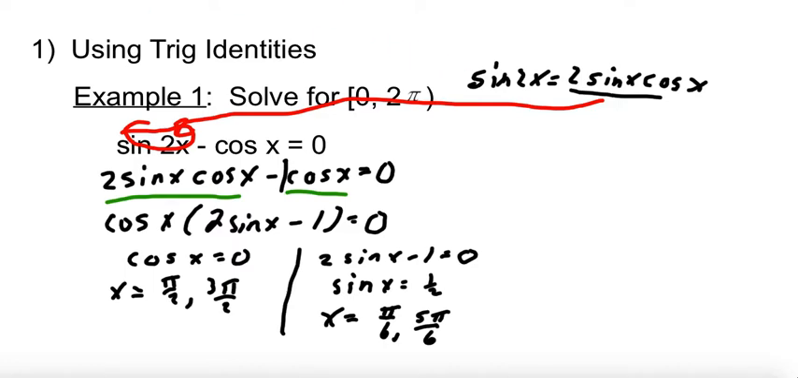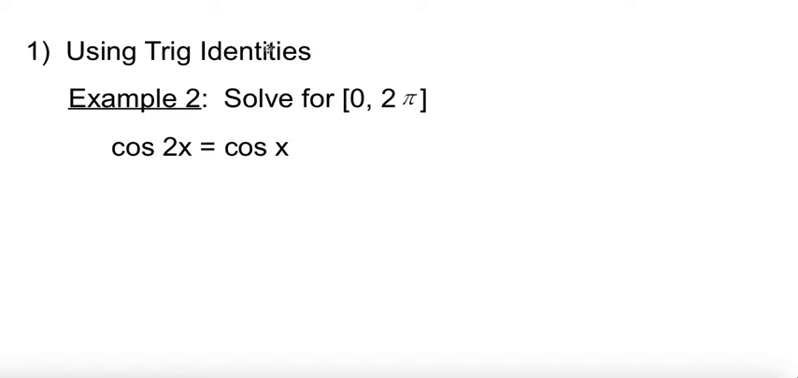Alright, so now we are going to look at another similar problem. And again, you've got to look at your identity sheet and start knowing some of those values. So this one here is the cosine of 2x is equal to cosine x. So they don't have the same angle in this case. One has the cosine of 2x, the other one has the cosine of x. You need to put them in terms of the same angle.